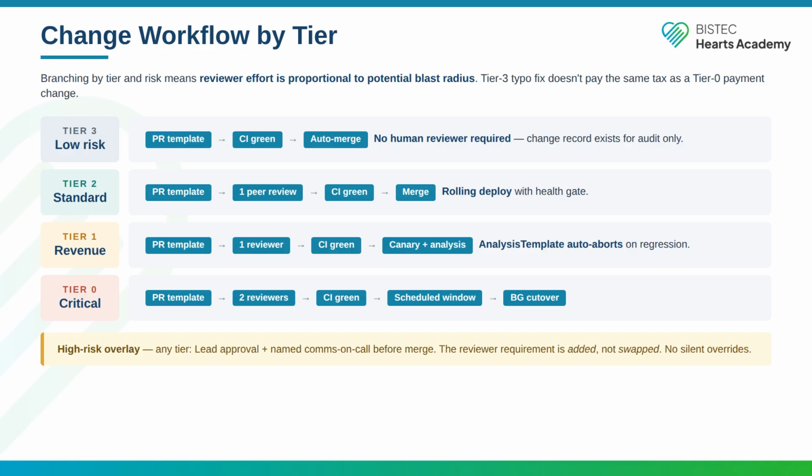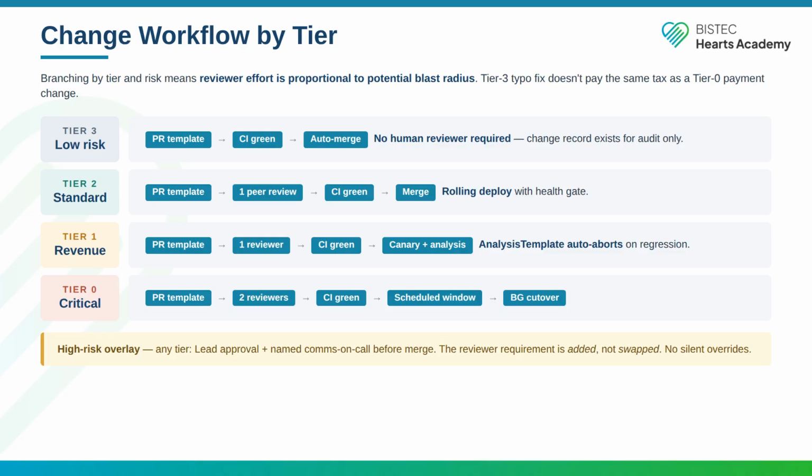Tier 2, standard: PR template, 1 peer review, CI green, merge. Rolling deploy with a health gate. Tier 1, revenue: PR template, 1 reviewer, CI green, canary plus automated analysis. The analysis template auto aborts on regression. That is what protects you, not the review.